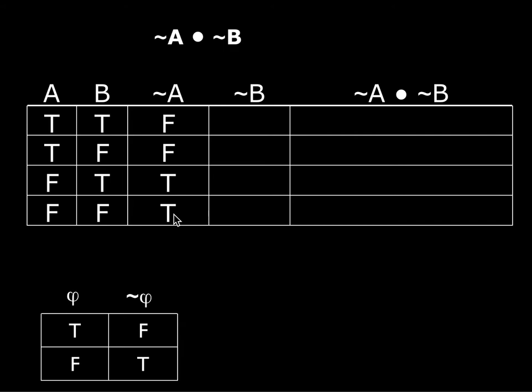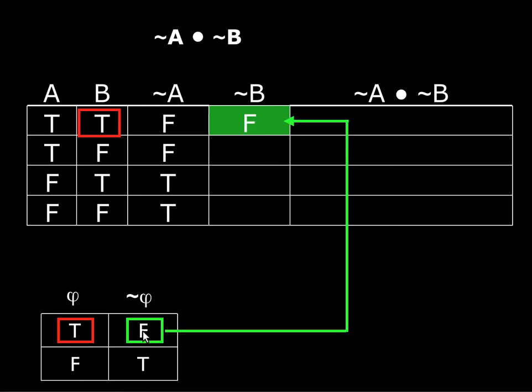Okay, now let's do this one, not B. Same idea. This is a negation. The main operator is this tilde. What's the negated thing? What's being negated here? Well, it's B. Okay, well, B is true in column 1. So let's look down here. When the negated statement is true, the negation is false. So I'm going to put a false right there.